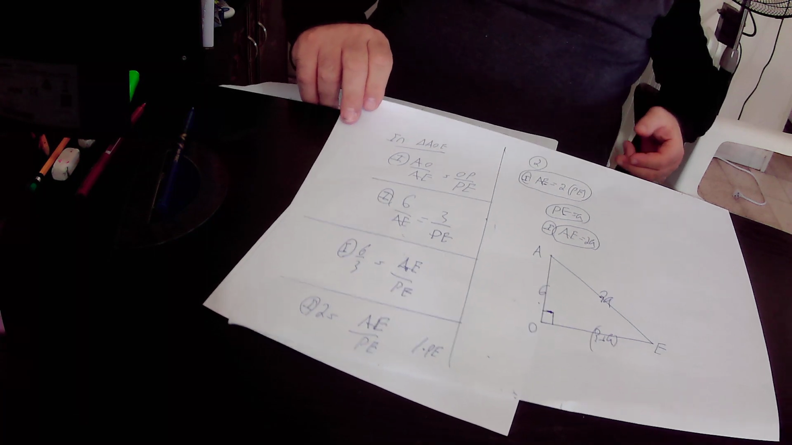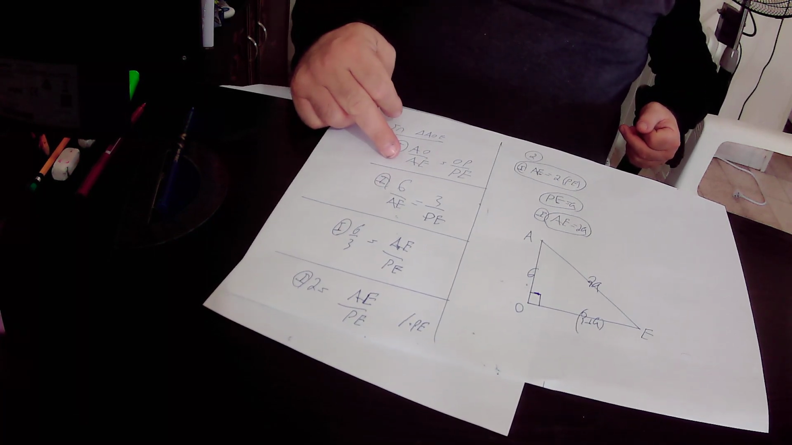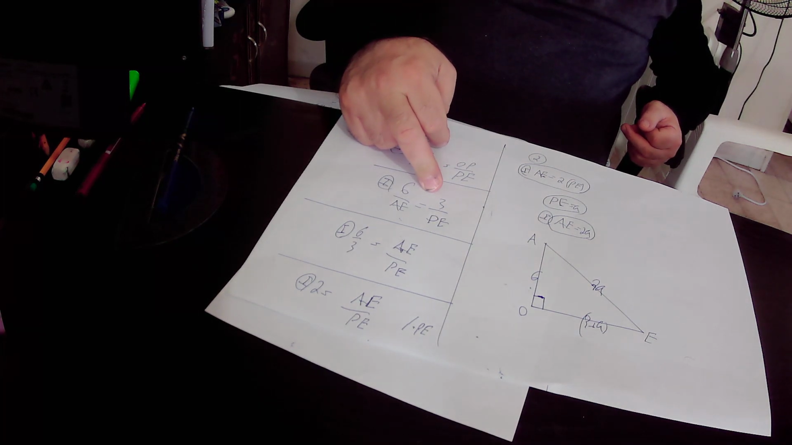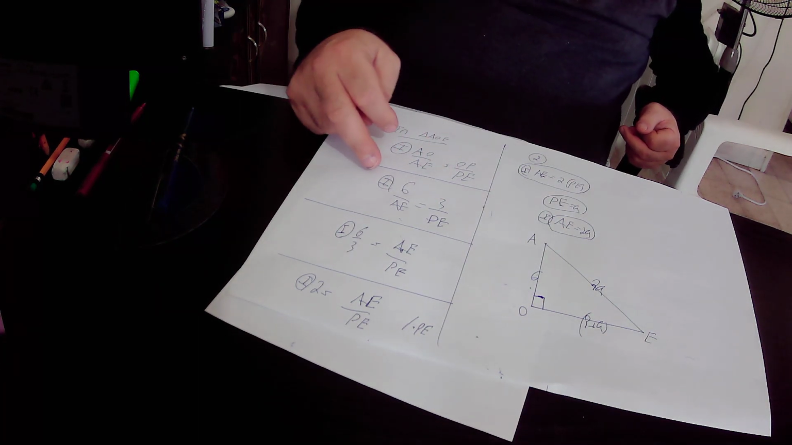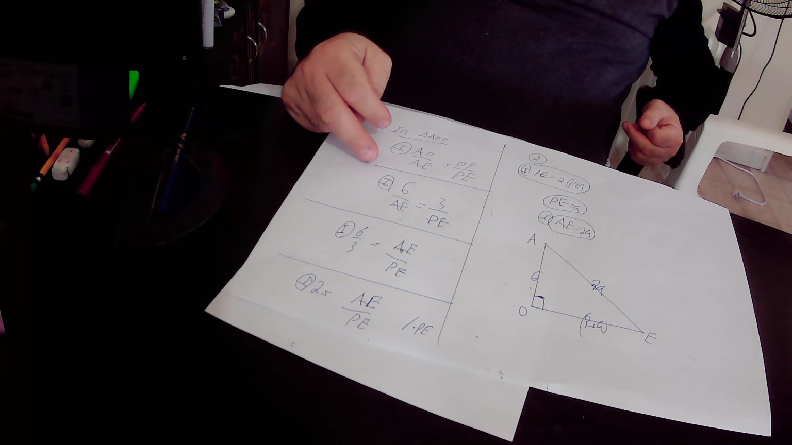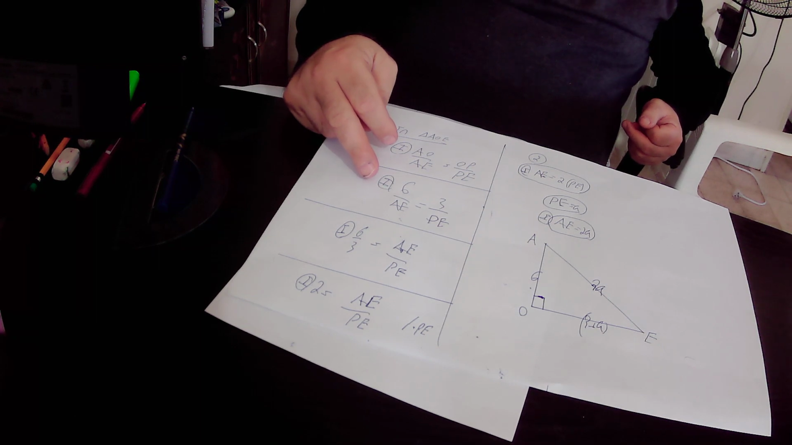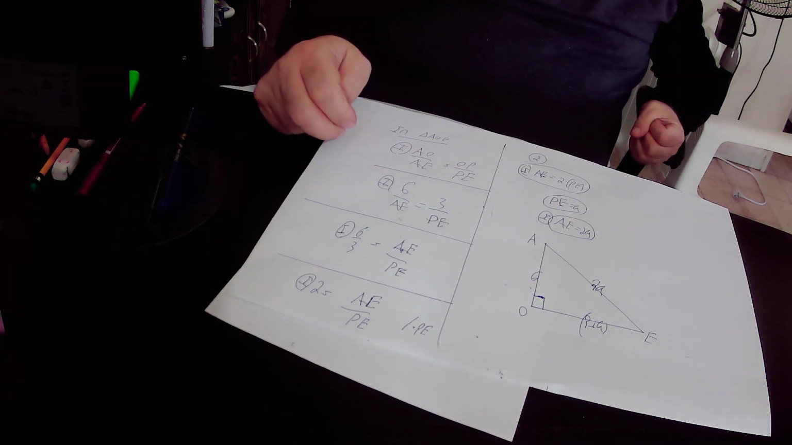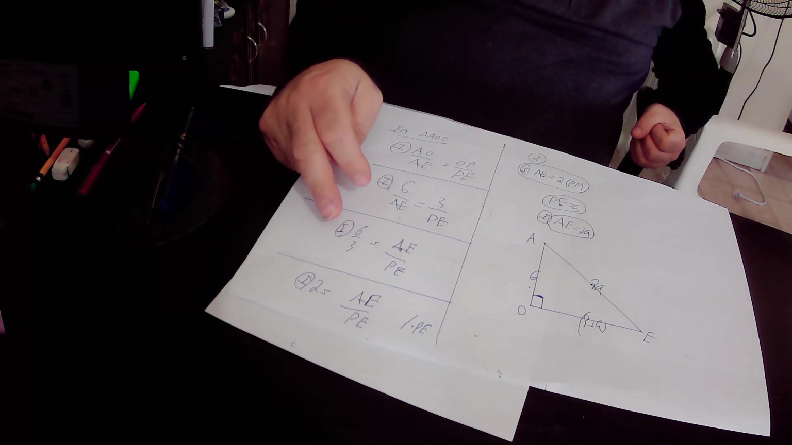Okay? AO equals 6 units, AE is AE, OP equals 3 units, this is the radius of the semicircle, PE is PE. So in conclusion, according to equation number 1, 6 over AE equals 3 over PE. We divided equation number 1 by 3 and multiplied it by AE, and found that 6 over 3 equals AE over PE.